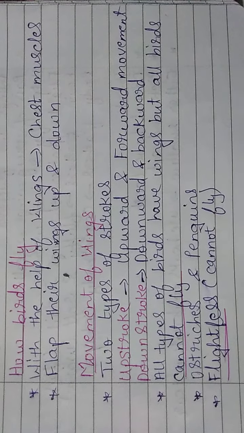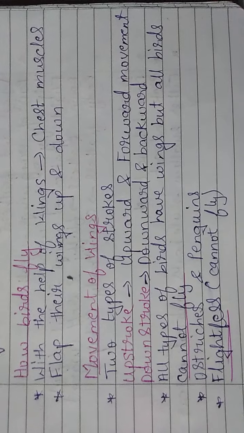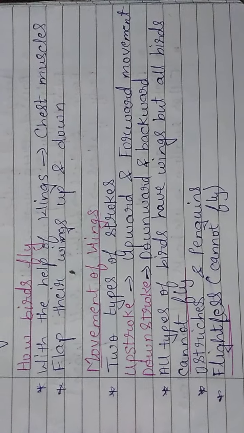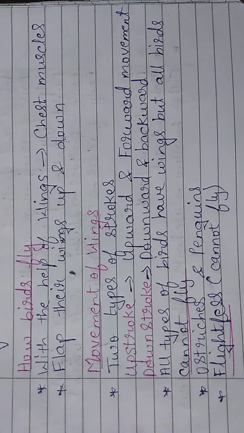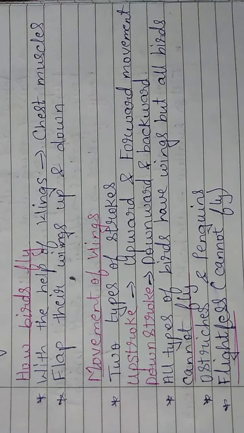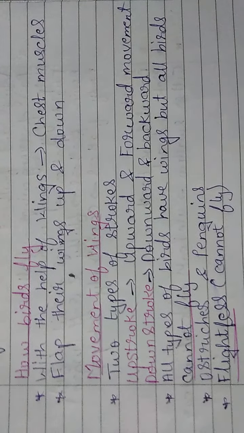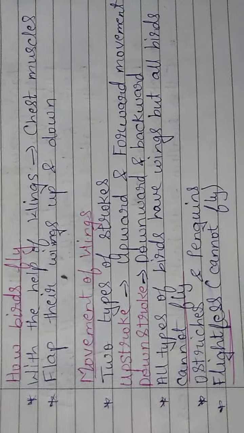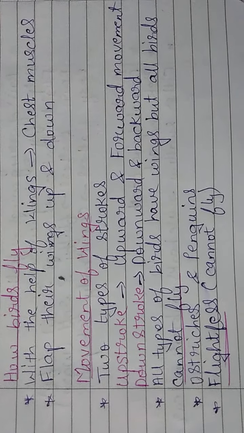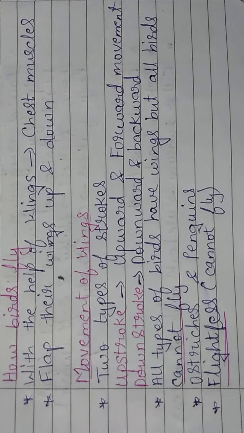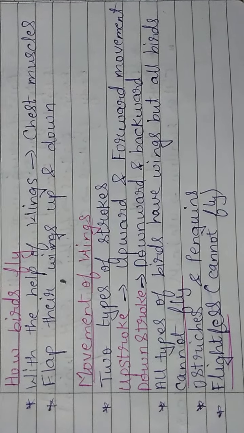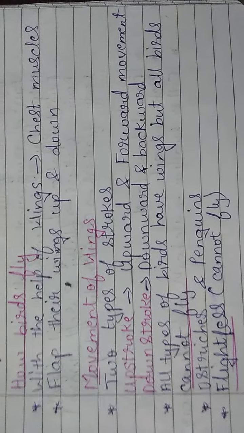We have studied in our previous video that birds are the only living creatures or animals that have feathers, right? Now birds also have wings which help them to fly. So birds fly with the help of their wings which are attached to their chest muscles. I have told you in my previous video also that muscles are there in our body for the movement, right? So muscles help in the movement. So wings are attached to the chest muscles which help in the movement.